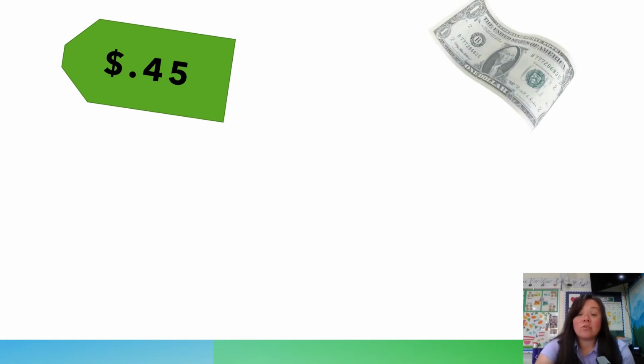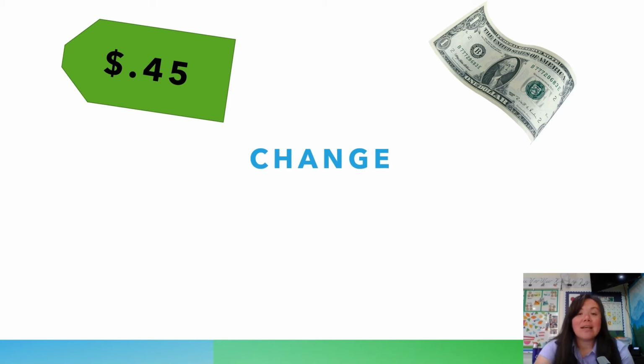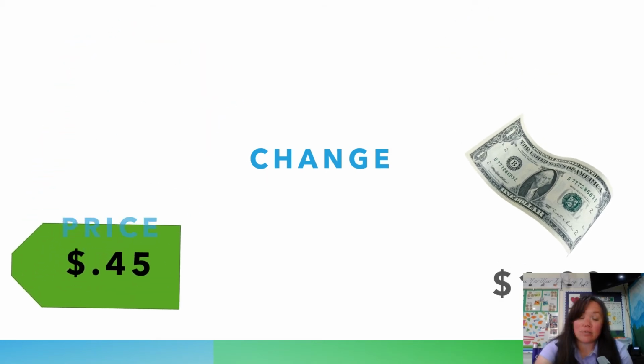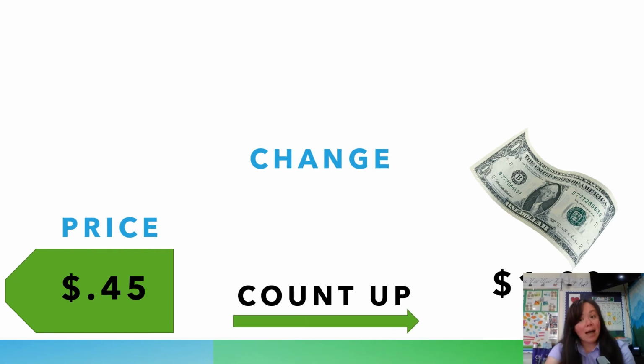Now the next one, number 2, we have a price tag of 45 cents. And we pay $1 again. So we need some change back. We start at 45 cents, and we're going to be counting up to $1. So what could we add to 45 cents? I would go with a nickel. Add 5 cents. If I added 5 to 45, now I'm up at 50 cents.